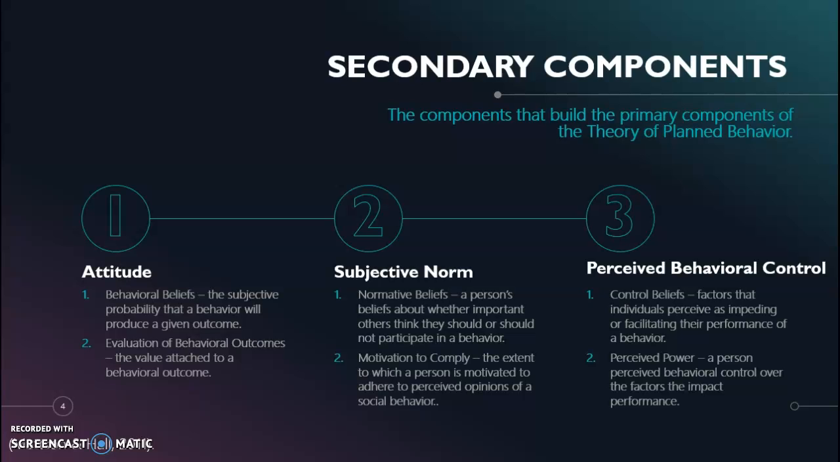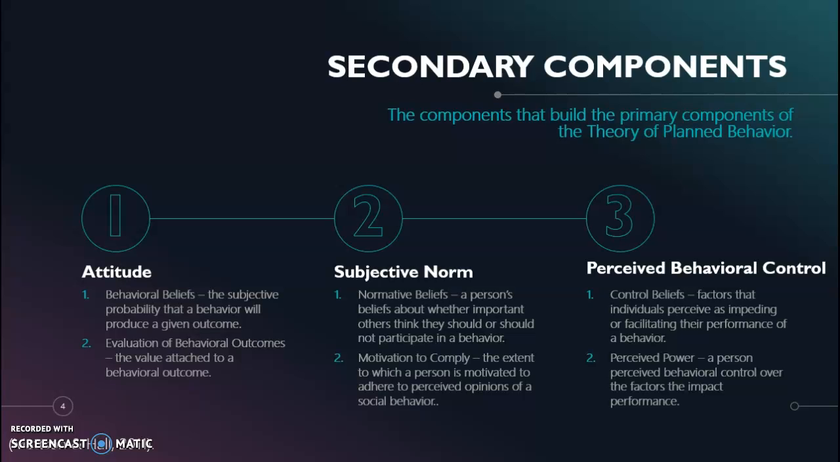To take a look at the theory of planned behavior just one step further, we're going to look at the components that make up each construct of the theory of planned behavior. So a person's attitude is made up of their behavioral beliefs and their evaluation of behavioral outcomes. Their behavioral beliefs are the subjective probability that a behavior will produce any given outcome. The evaluation of behavioral outcomes is the value attached to a behavioral outcome. Basically, whether the outcome is good or bad and how much that individual wants that outcome.